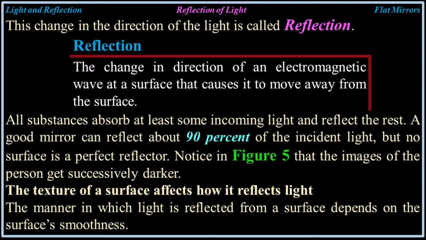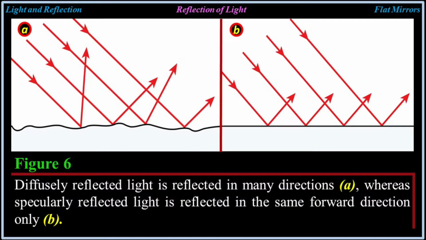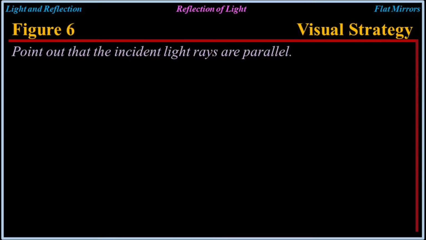Notice in figure 5 that the images of the person get successively darker. The texture of the surface affects how it reflects light. The manner in which light is reflected from a surface depends on the surface's smoothness. Diffusely reflected light is reflected in many directions, A, whereas specularly reflected light is reflected in the same forward direction.